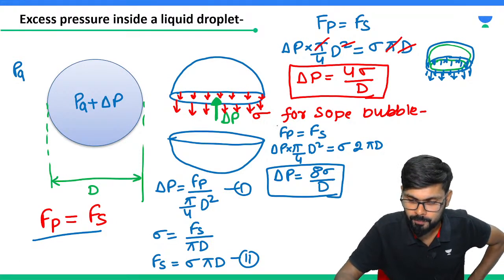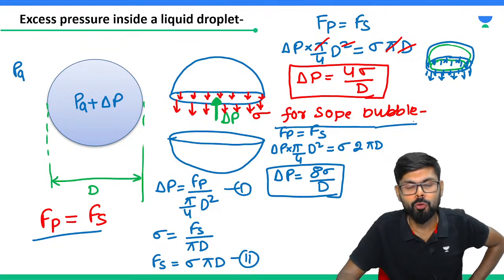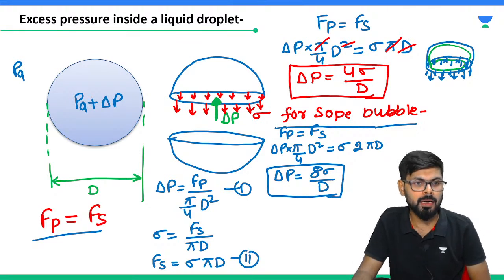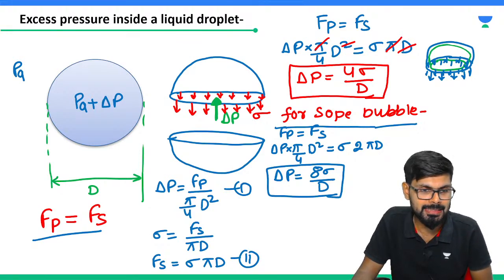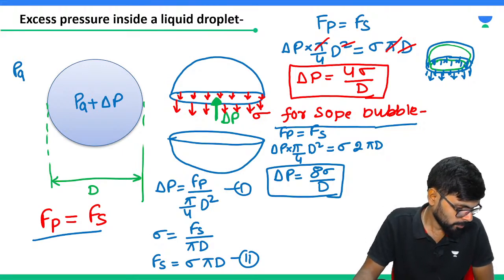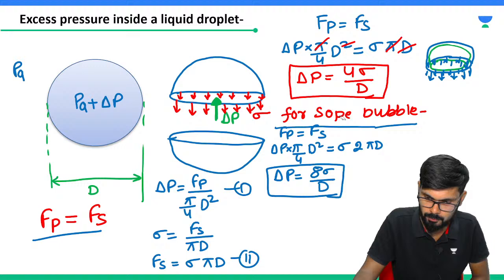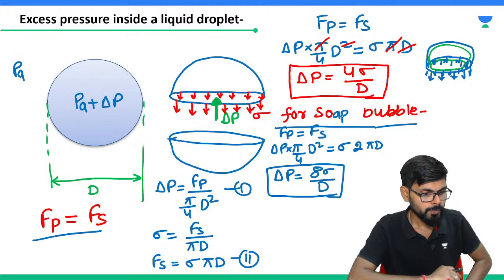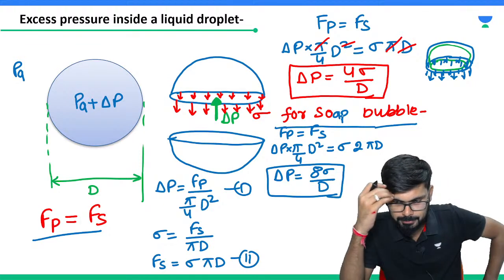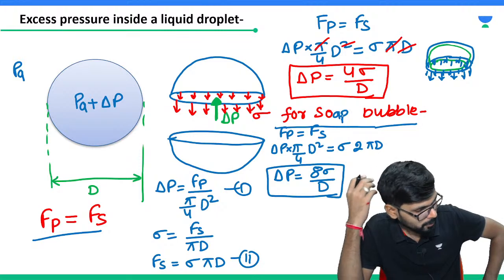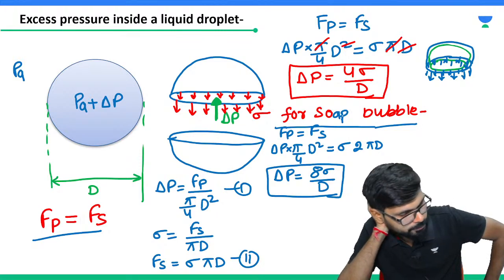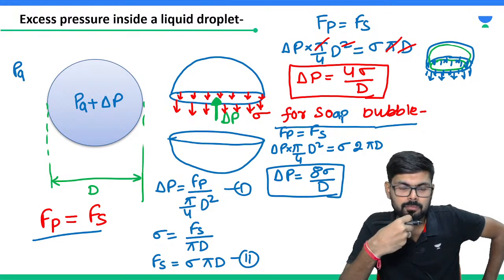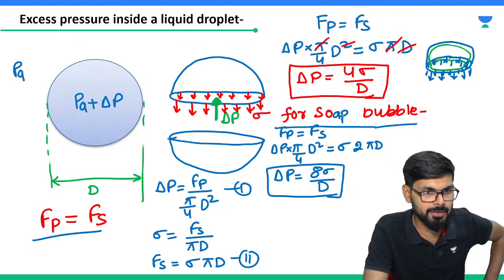For soap bubble, 8 sigma by D. Liquid droplet, 4 sigma by D. Liquid droplets 4 sigma by D, and for this one, 8 sigma by D. Clear, beta? Shall I go to the next?